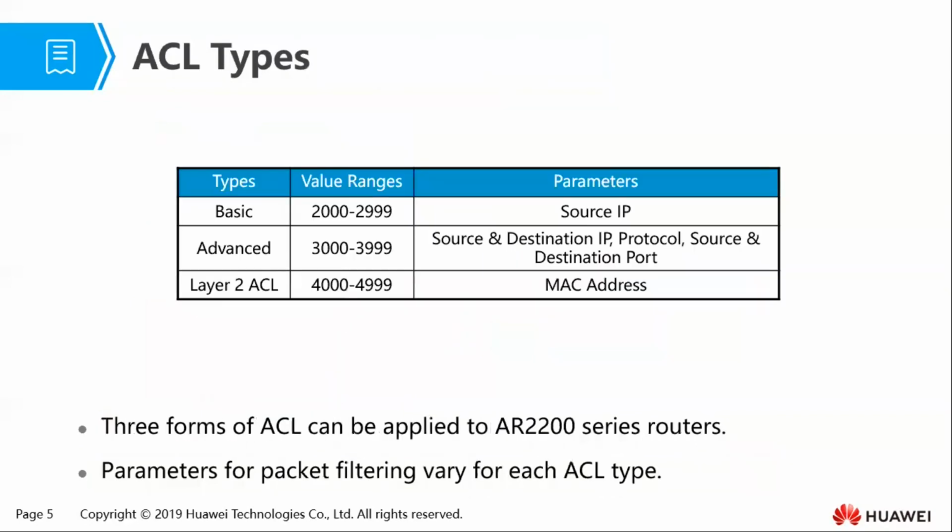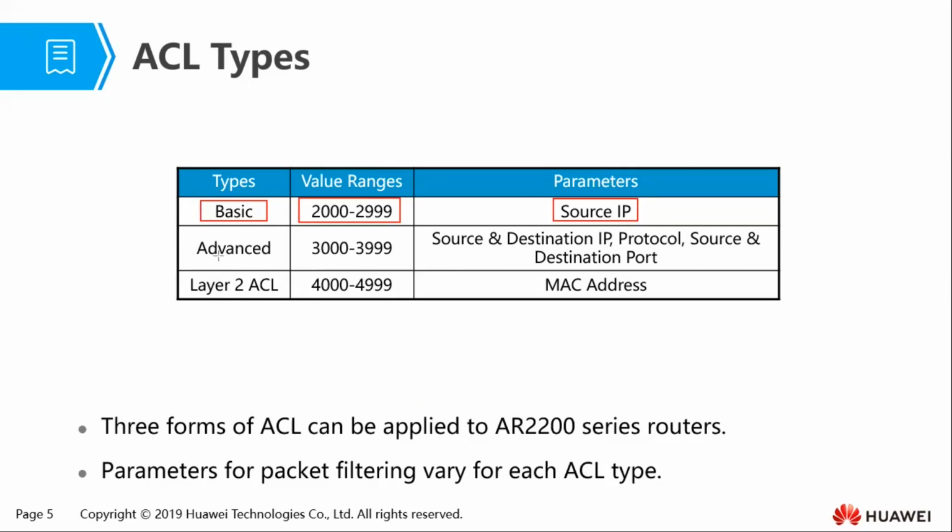Now, we have three types of ACLs. The very first one is called a basic ACL. When we create an ACL, we give it an ID. Now, the ID is used to uniquely identify that ACL. So for basic ACLs, we are supposed to use an ID between 2000 and 2999. Basic ACLs use a single parameter in order to filter the packet. That parameter is actually the source IP address.